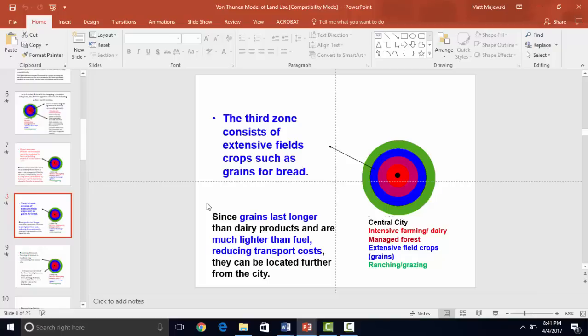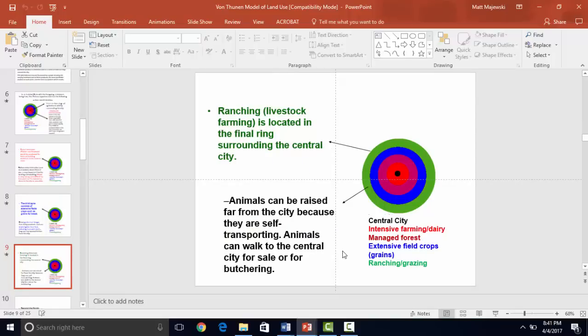The third major zone around the market is grains, our extensive field crops. For instance, corn, wheat, and other grains. They can last longer. They're not as perishable as fresh fruit or market gardening, or as dairy, and they're lighter to transport. If you pick up an armload of grain versus an armload of wood, the wood's going to weigh a lot heavier. So these people can afford to be located further from the market because their transportation costs will be much less.